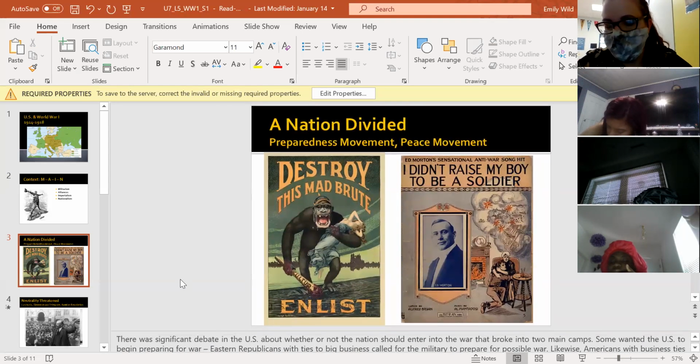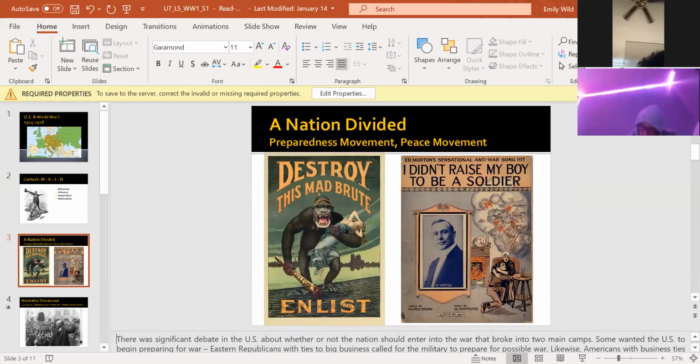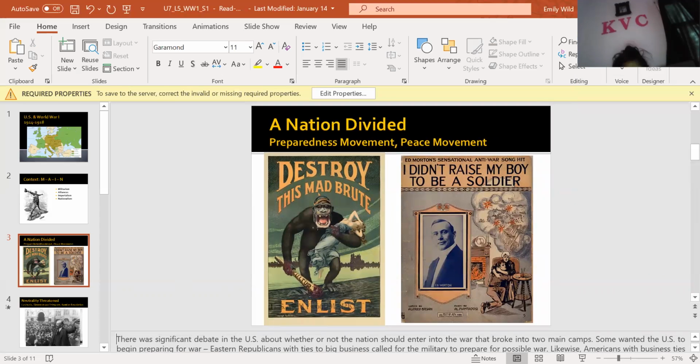On the other side, you have the peace movement. The peace movement was a group of Americans that adamantly did not want to enter World War I. And they are attached to this idea of America being isolationist. As we remember from George Washington, the United States was desperate to stay isolated from foreign affairs.